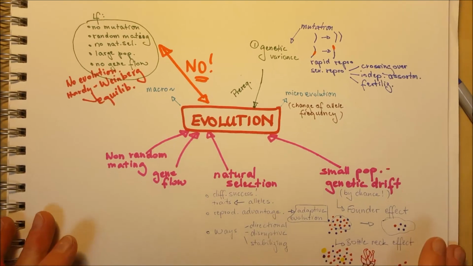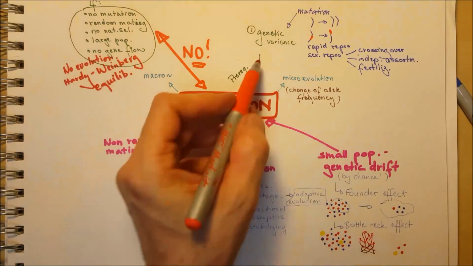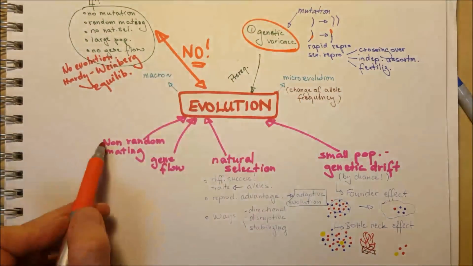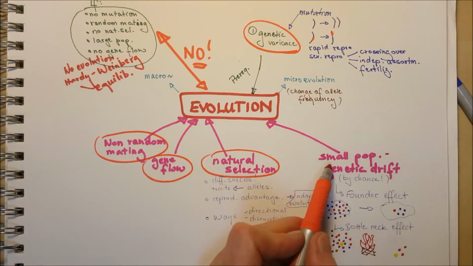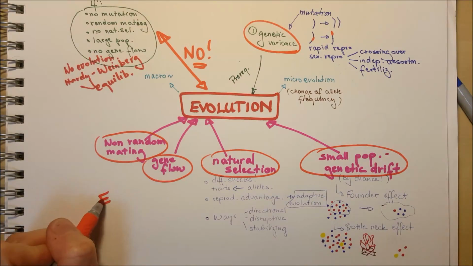So this is important: a sudden change in the environment drastically reduces the size of the population, and the new population's allele frequency does not represent the original one. These are the topics I circled that lead to evolution.